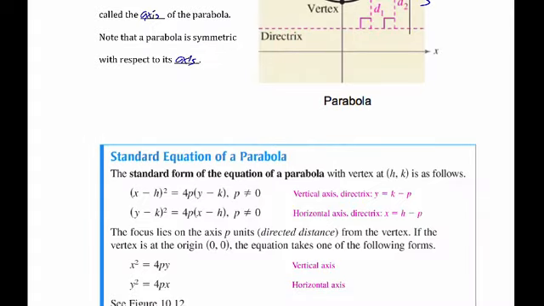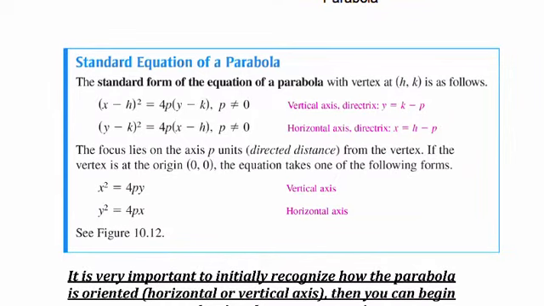Now, the standard equation of a parabola is going to require some attention to detail. So the standard form of the equation of a parabola with the vertex at the point (h, k) is as follows: (x minus h) squared equals 4p times (y minus k), where p is not equal to 0, and our axis is the line x equals h. Now, if it's oriented horizontally, it'd be (y minus k) squared equals 4p times (x minus h), where p is not equal to 0. And again, this time we're working horizontally, so our horizontal axis is y equals k.